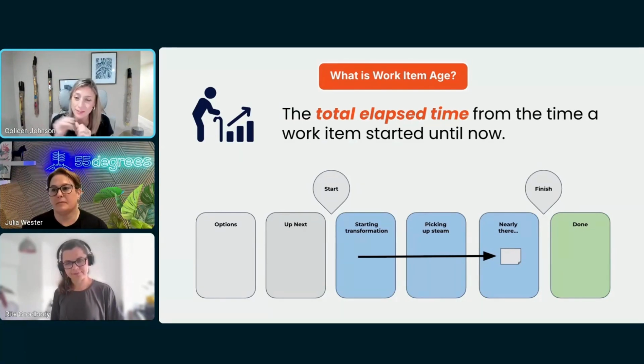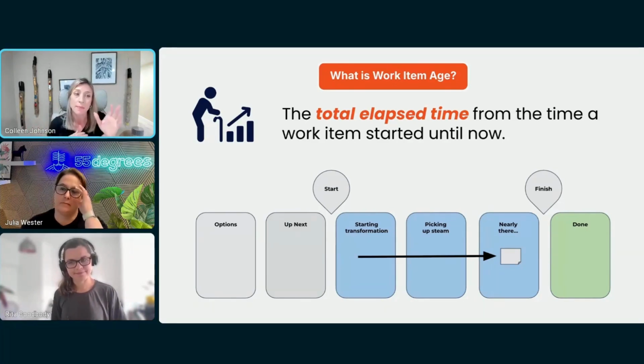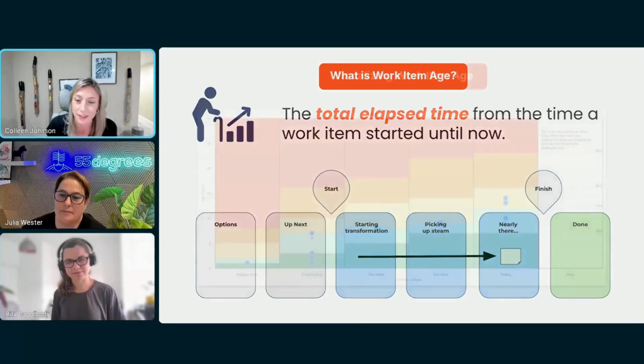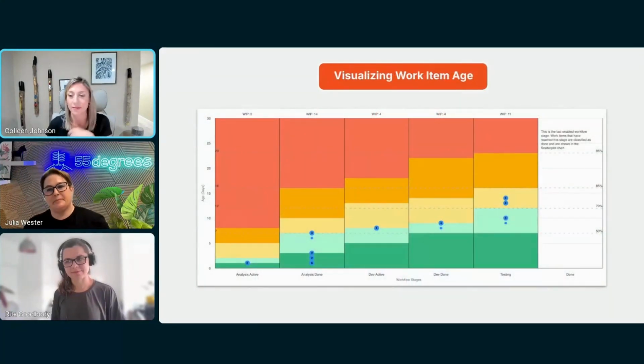So using that cycle time data to understand how long work typically takes to move through your system, and then using work item age to say, uh-oh, we have a problem. Something in our work or in our workflow is aging past an unreasonable amount of time. So Julia, let's look at how we might be able to find that information inside of tools.